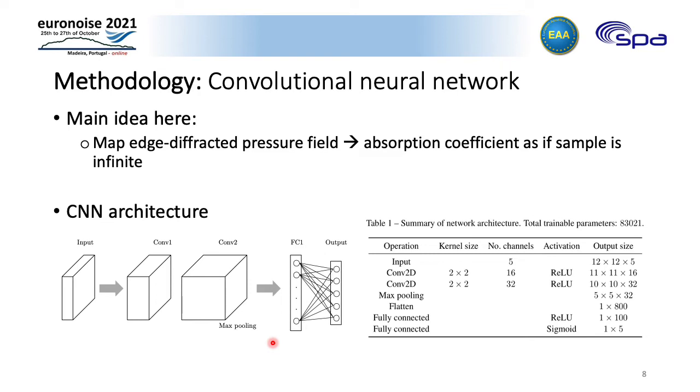Thereafter, the features are flattened and fed into a fully connected layer, FC1, of 100 neurons with ReLU activation functions. The output is another fully connected layer with 5 neurons and sigmoid activation functions. Sigmoids are meaningful here since the absorption coefficient has values between 0 and 1.